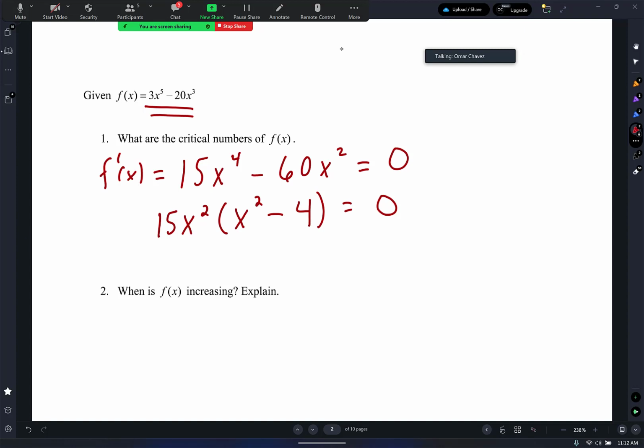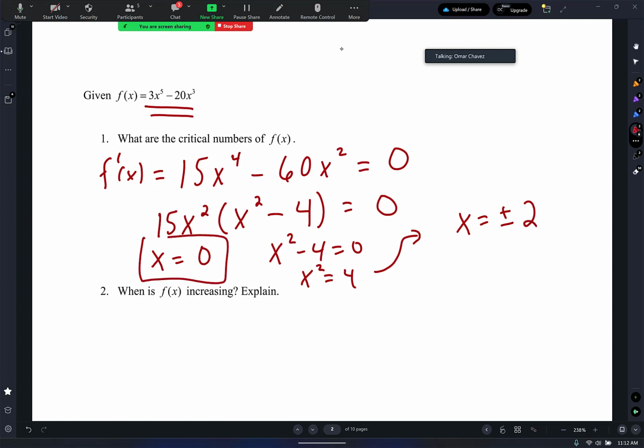So I get two values. I get x equals 0 as one of them. And from x squared minus 4, remember x squared minus 4 can be 0. 0 times anything is 0. You can say x squared equals 4. And then from that you can say x equals plus and minus 2. So these are my critical numbers. What do you guys think? Yeah, not bad, right? Pretty straightforward, nothing crazy.